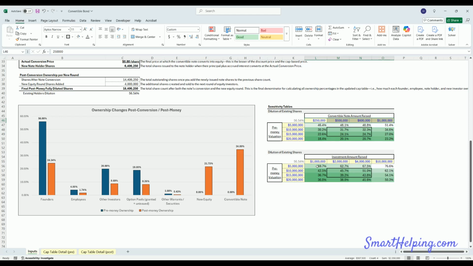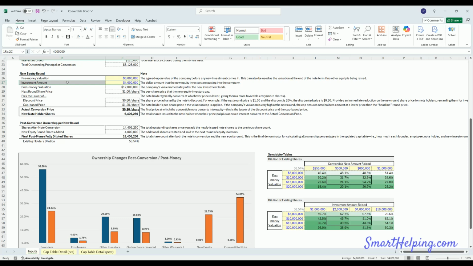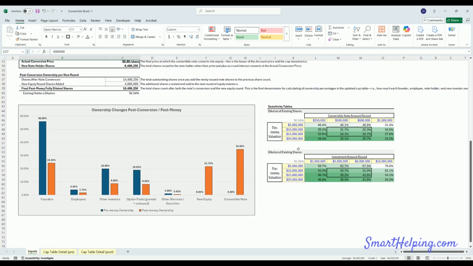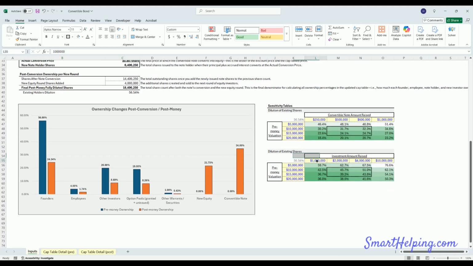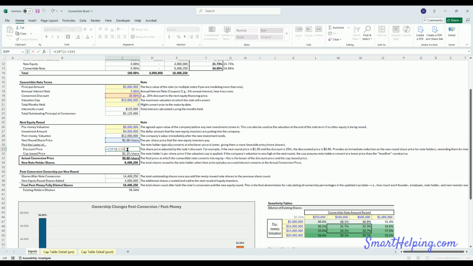Then secondly, if you wanted to just look at the investment amount raised, so this variable here for the new equity round, you can see how dilution of existing shares happens based on a certain investment amount raised and different pre-money valuations. Now here, the pre-money valuation is going to impact the share price. So if this went down, let's say it was 5 million, you can see now the price per share for the conversion, the lower of these two, is even lower.